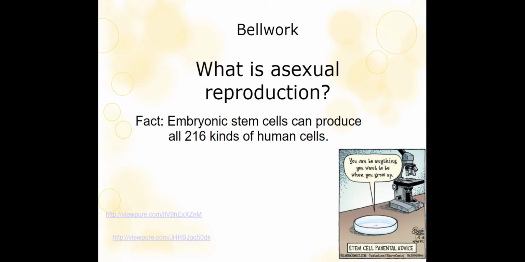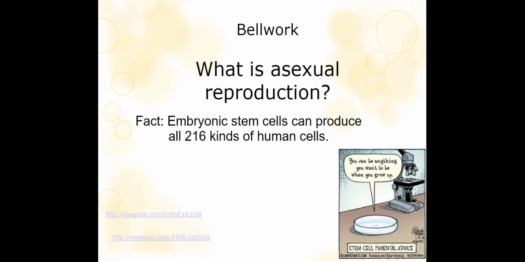Our bellwork question for today is, what is asexual reproduction? Based on the name, asexual, we know that there is only one parent involved. A meaning one parent. If there's only one parent involved, you're going to have the exact same genetic information as that parent. There is no other parent to be giving genetic information to the offspring.